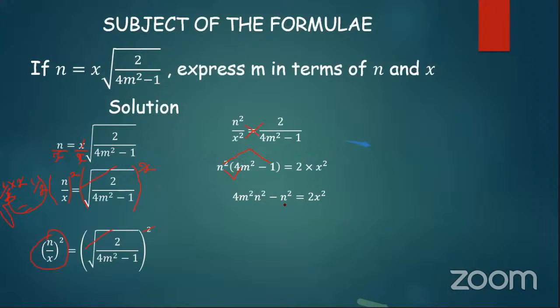The n squared cancels and then you divide by 4m squared. Okay, so this one we transfer it to the right hand side, and it will become positive. So we remain with 4m squared n squared equaling 2x squared plus n squared.